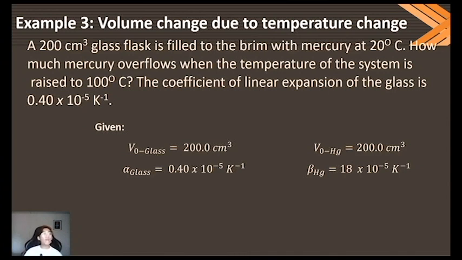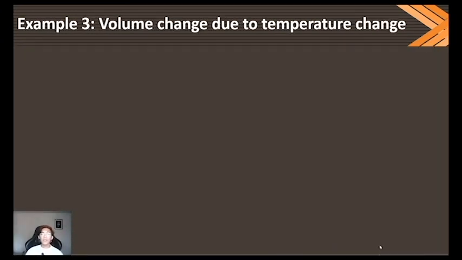Now, the alpha value of the glass is equal to 0.40 times 10 raised to the power of negative 5 per Kelvin. And the volume expansion coefficient or beta value of the mercury is equal to 18 times 10 raised to the power of negative 5 per Kelvin. Okay, and our initial temperature is 20 degrees and our final temperature is 100 degrees Celsius. Let's find the volume of mercury that will overflow. So let's now solve example number 3.